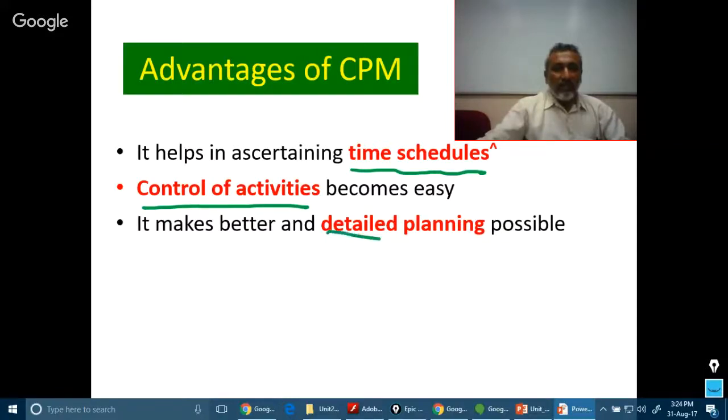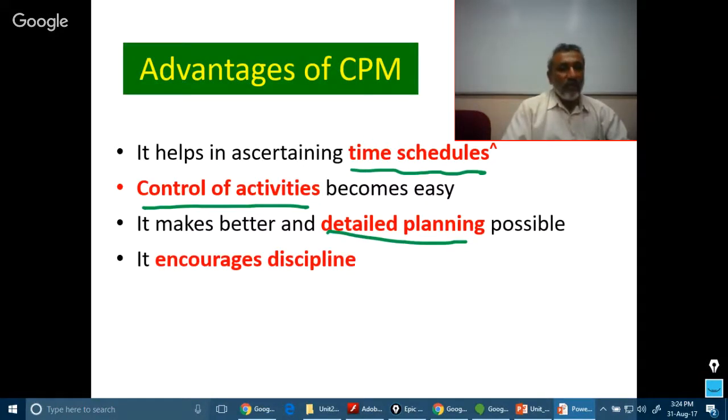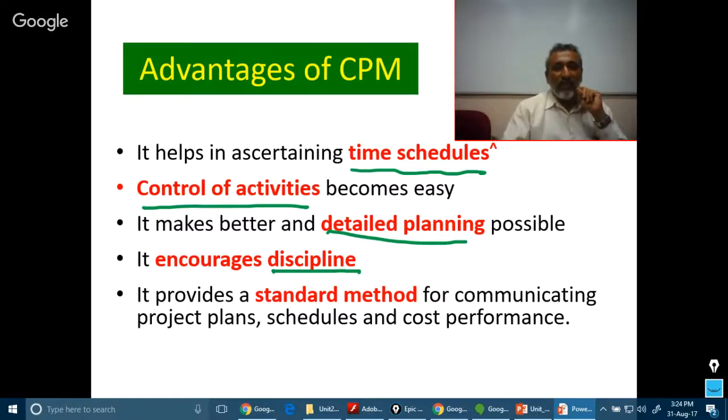And it makes detailed planning possible. Based on the CPM diagram, we can plan the operation in detail. It allows us to proceed in a disciplined way. That means the activity is logically related to other activities. We can proceed in a disciplined way with respect to all activities.